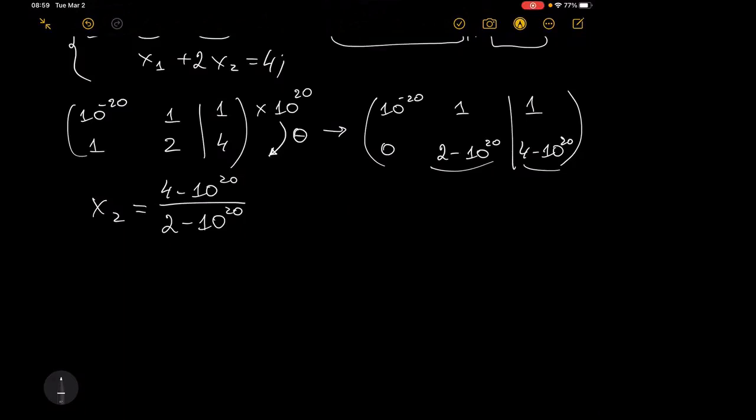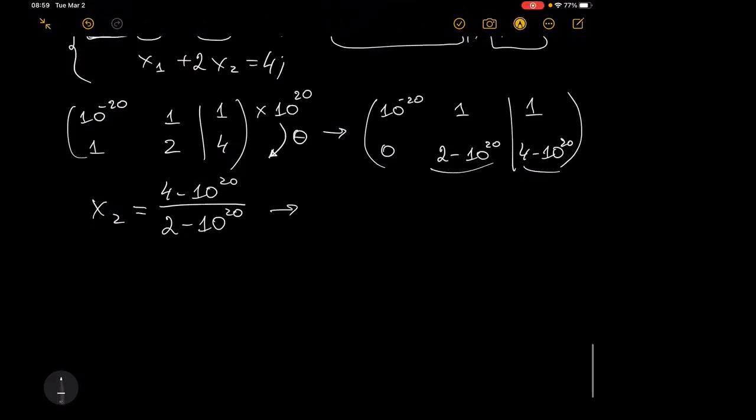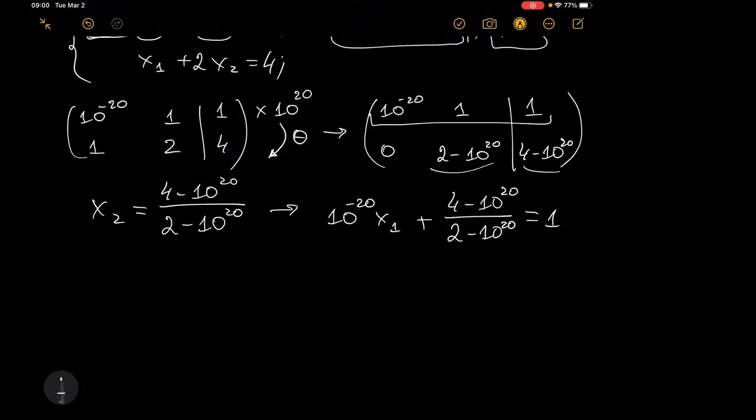So, here, if you will have a look, right? You can just substitute this into the equation for x1, and you will get something like that: 10 to the minus 20 x1 plus 4 minus 10 to the 20th divided by 2 minus 10 to the 20th. So this is this equation, right? So from here, I can get that x1 equals 10 to the 20, 1 minus 4 minus 20 divided by 2 minus 10.